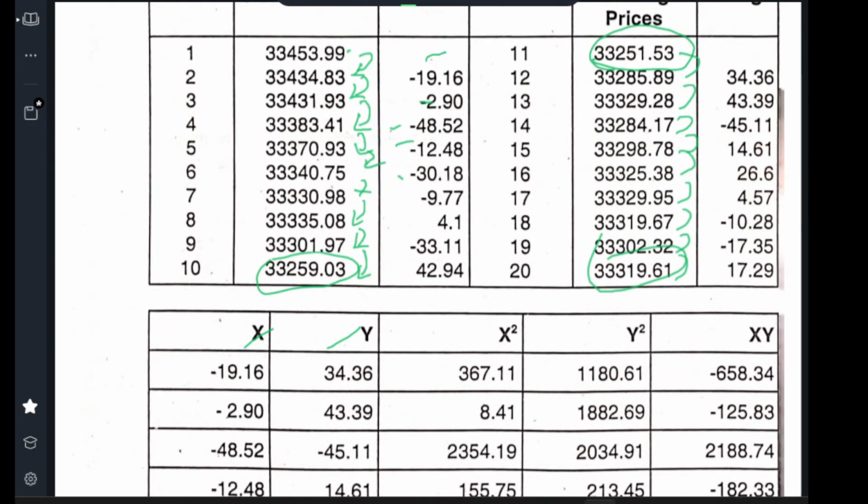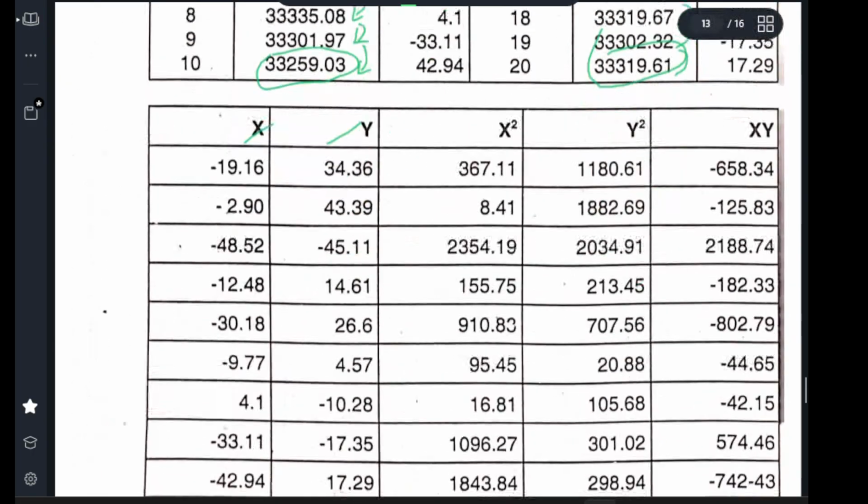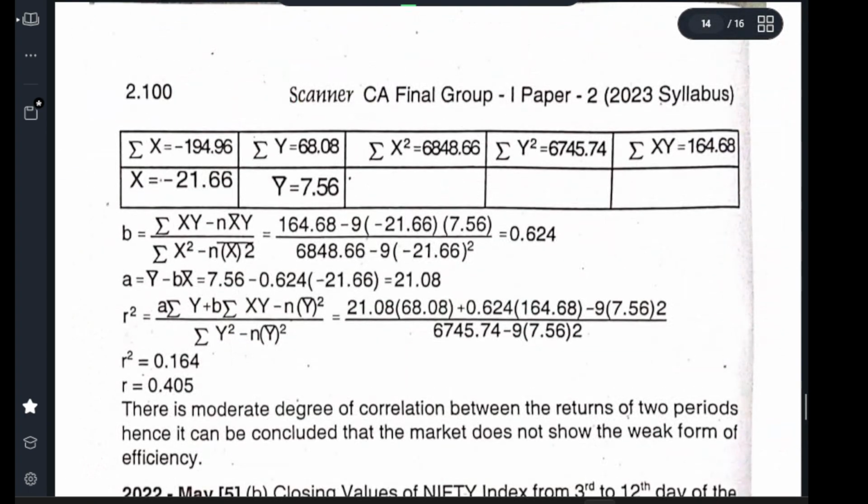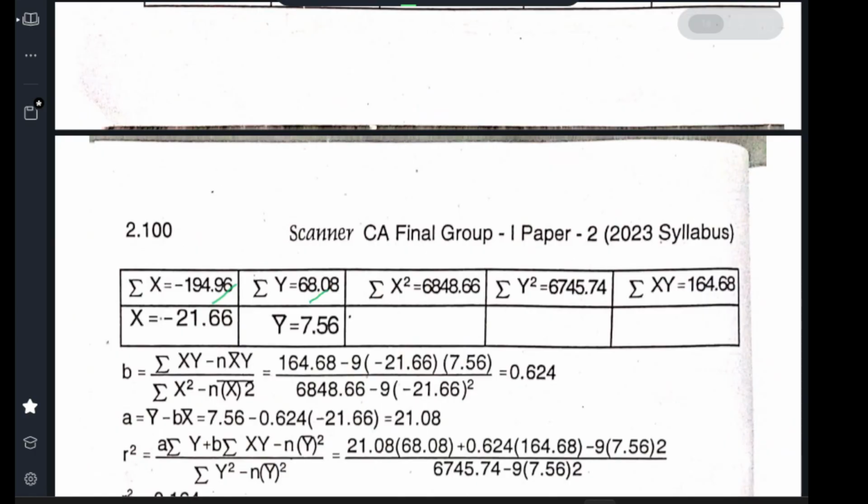X and Y they are taking. This is X and this is Y. So we get X square, Y square, the whole square. Then X into Y we take, and X and Y square. The next formula is sum of X, sum of Y, sum of X square, sum of Y square, sum of XY.